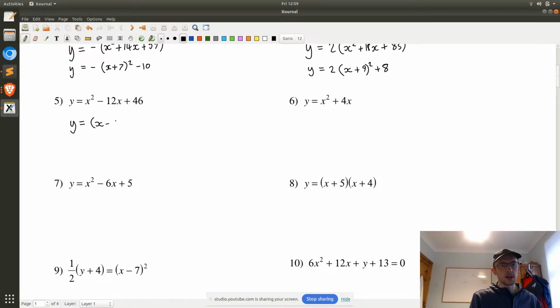Complete the square, so x take 6 all squared. Square it out, you get x squared take 12x add 36, but you need 46, so add 10 to that, and you're done.